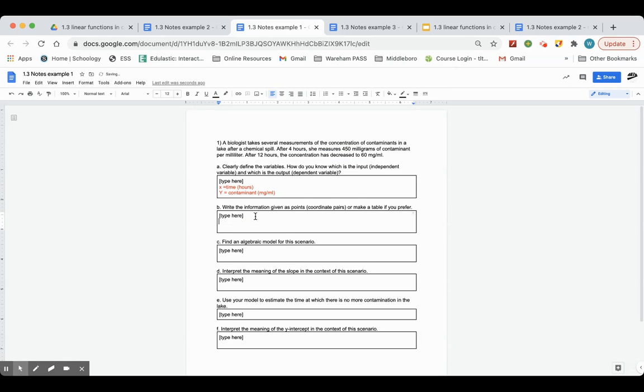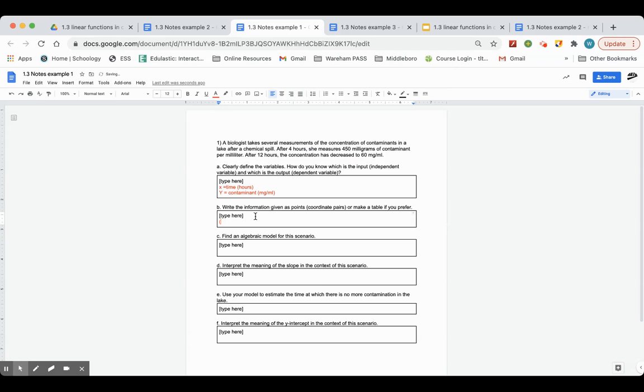So we have 4, 450 and 12, 60. So I can see that as my time is increasing, the amount of contaminant is going down. So that's a negative association or relationship. So to model this, we want to find the slope. And then we want to write the equation in point slope form, and then probably finally slope intercept form, because we need to make a prediction.